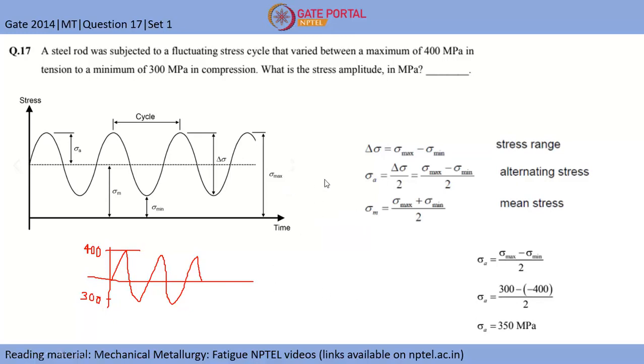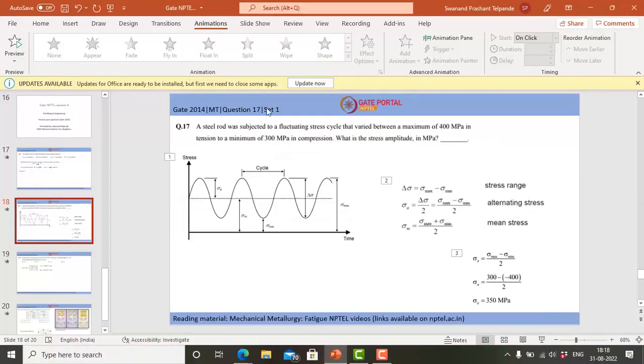Sir, can we take the negative sign if the minimum is compression? Yes. Actually this was an error. It should be 400 minus of minus 300. In the addition it doesn't matter, so 400 minus of minus 300 it should be. So sigma max should be the tension and sigma min should be the compression stress.